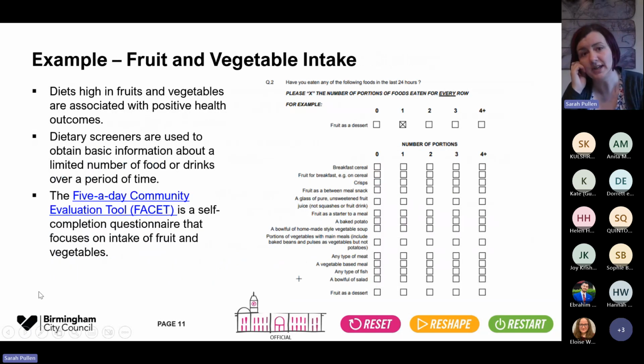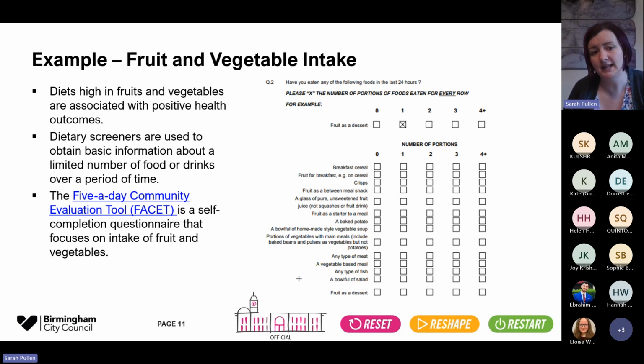Another thing that you might want to capture is fruit and vegetable intake. So diets high in fruits and vegetables are associated with positive health outcomes. So it's a really positive thing to try and achieve, especially because locally and nationally we are not eating enough fruits and vegetables. There's quite a lot of dietary screeners out there that you can use to get basic information about a few different foods or drinks over a period of time.